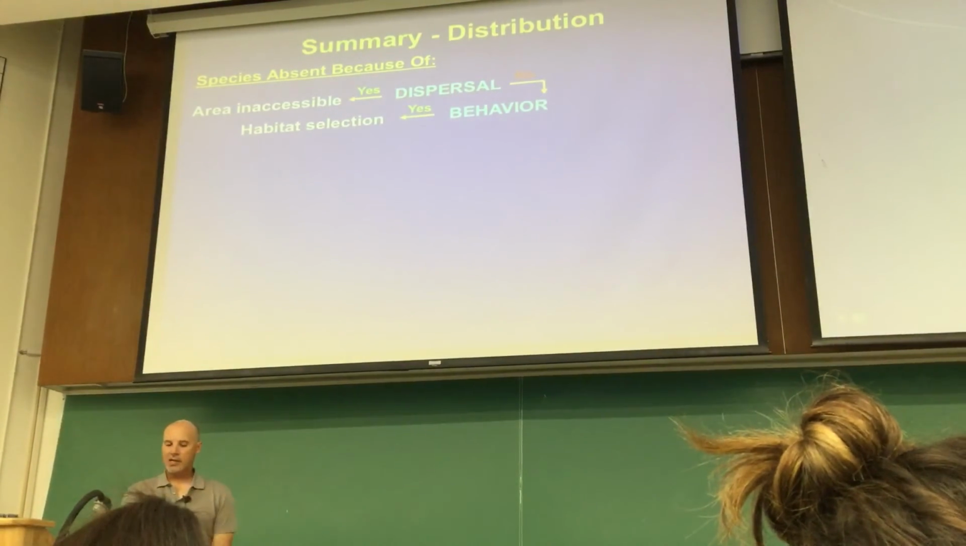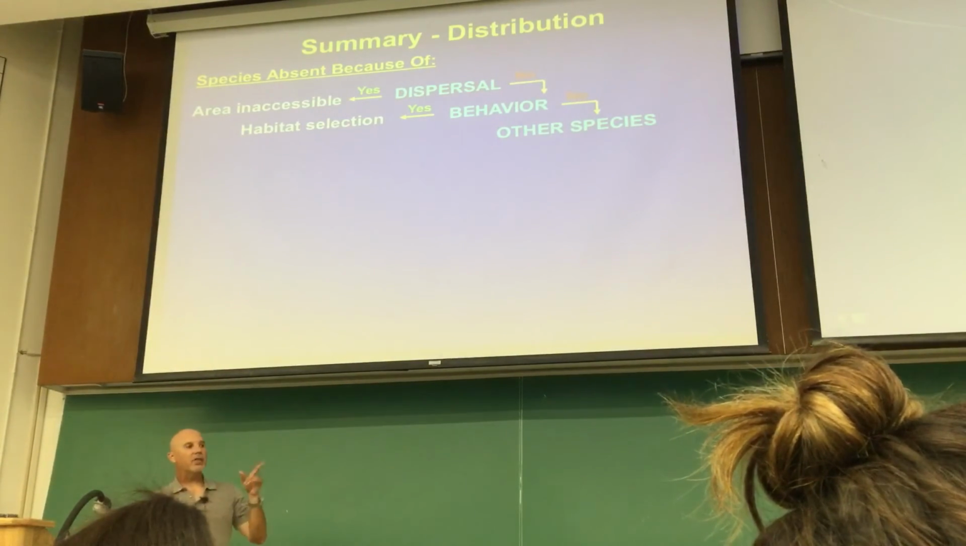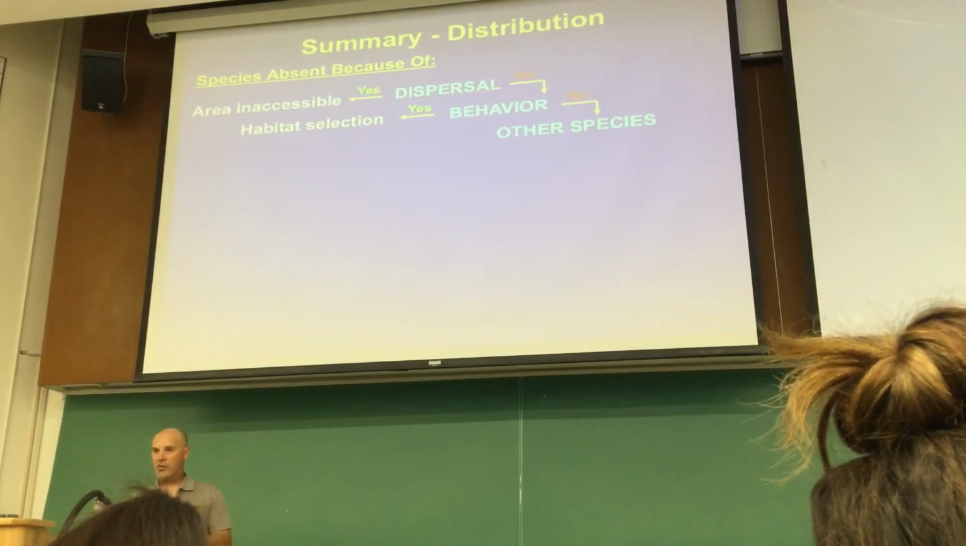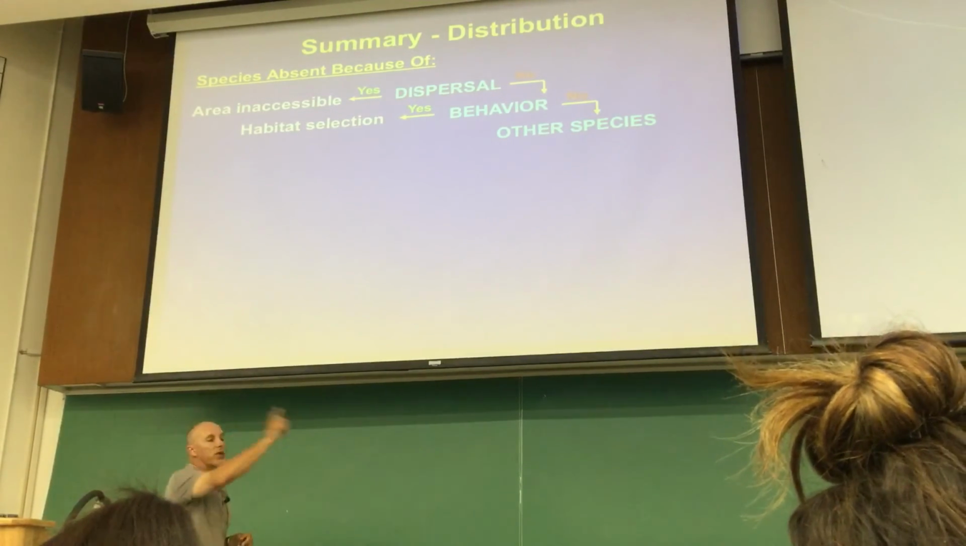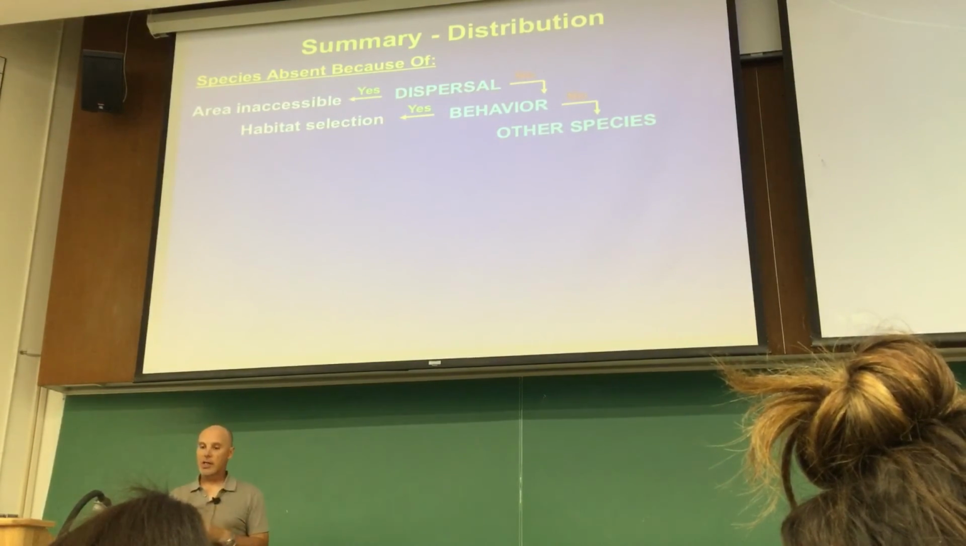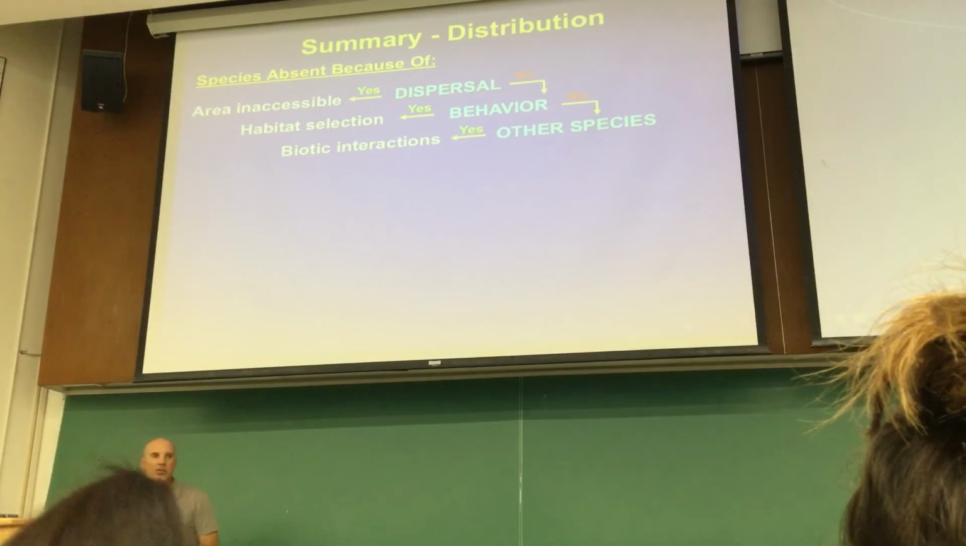Well, what if it's not habitat selection? Well, then I look at other species. Maybe it's here but not there because it's being outcompeted over there. Maybe there's a predator or a disease over there. Maybe I didn't bring my symbiote with me and that's why I died, right? Like the kiwi and then the pine tree, something like that. So if that's the case, great. It's other species, biotic interactions are what limits the distribution.